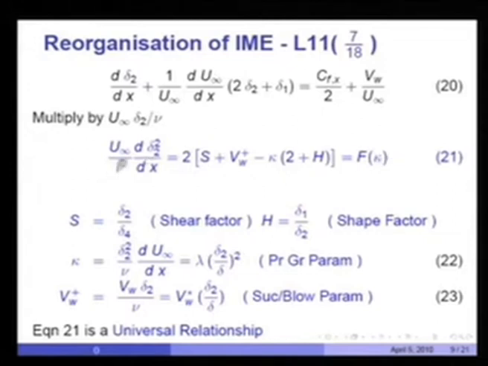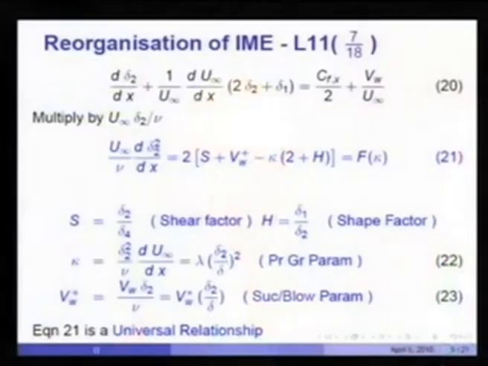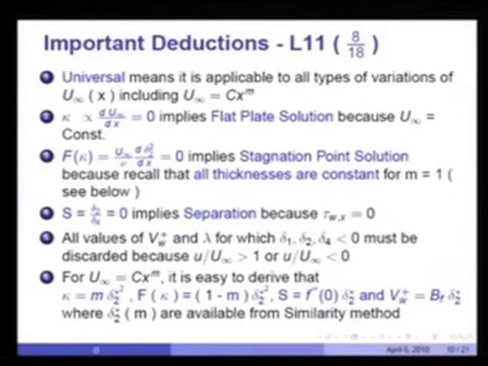This is really a universal relationship. What we mean, therefore, is that the relationship applies no matter what is the variation of u infinity or the wall velocity. It is a universal relationship between integral parameters delta 2, delta 4 and delta 1. Let me go to the next slide. By universal, we mean that it is applicable to all types of variation of u infinity, including the ones we used in similarity method, u infinity equal to c x raised to m.